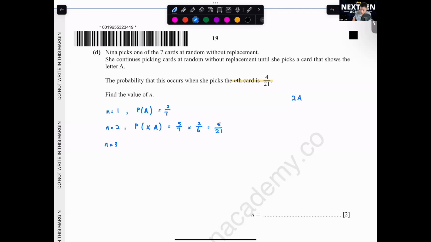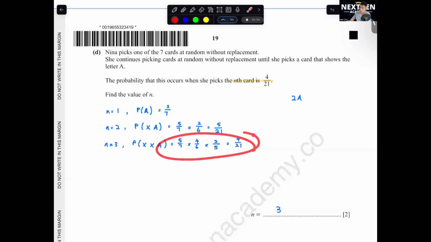If on my third try I get A, not A, then A, let's calculate this. 5 over 7 times 4 over 6 times 2 over 5, because I only got 2 A's. You calculate this, you get 4 over 21. So if my third try is A, it will be 4 over 21, and this is the working for it. Yeah, just try and error only. I know a lot of students get stuck on this question. Thank goodness it's just 2 marks only.